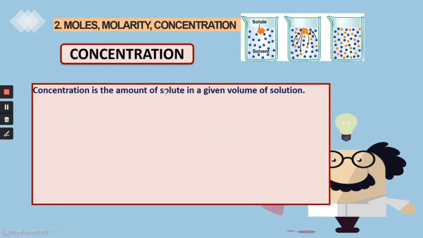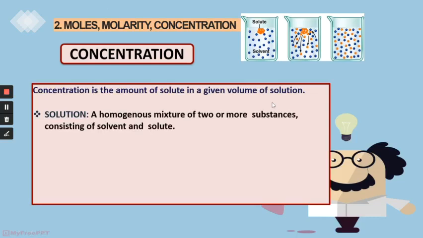For this, make sure you know what is solute and what is solution. So firstly, look at what is solution. Solution is a homogeneous mixture of two or more substances consisting of solvent and solute. When solution is a mixture, it will be two or more compounds, two or more substances. So it can consist of solvent and solute.